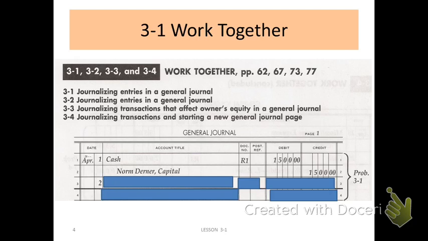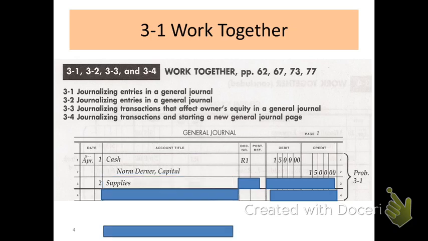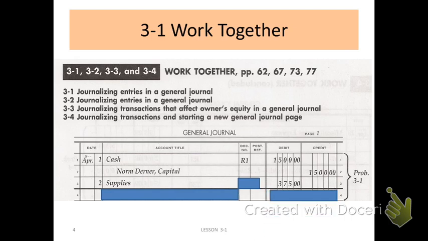And the transaction was paid cash for supplies. Well, the debit account title would be supplies since that is an asset that is increasing for $375. So I placed the $375 in the debit column. Notice the placement of the numbers. I didn't have to place anything in the thousands column, just the hundreds. There are no pennies, no cents to worry about. And we paid for this with cash.